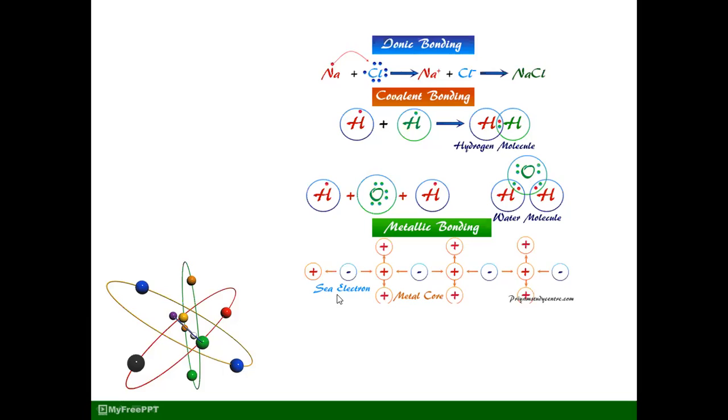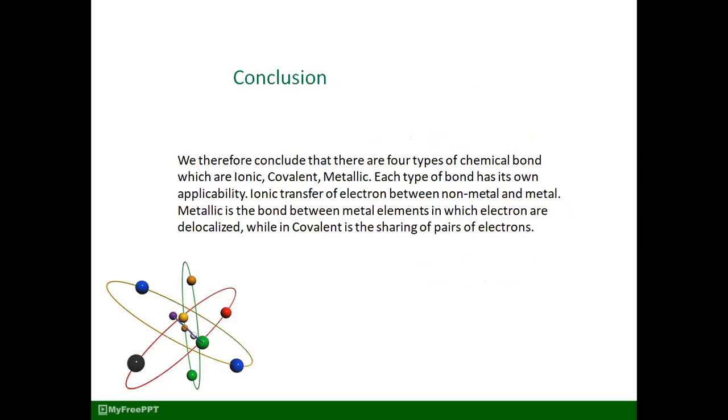And in metallic bonds, let's see, electrons are here, and the bonds between atoms. This is just a conclusion which talks about ionic bond, transfer of electrons between non-metals, and metallic bond, between metal elements in which electrons are delocalized. And in covalent bond, the sharing of pairs of electrons.